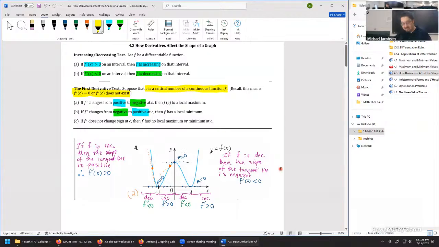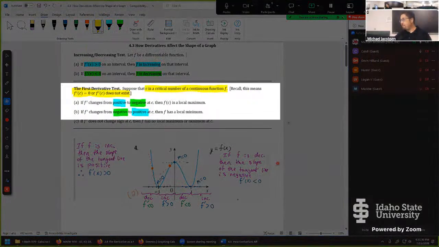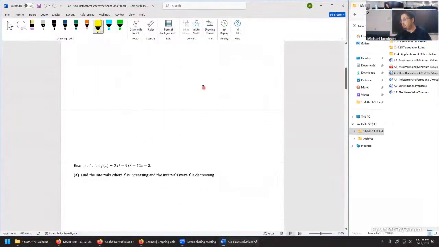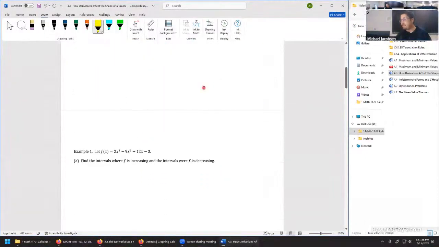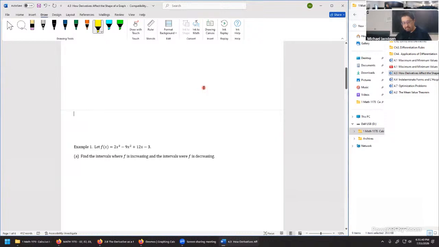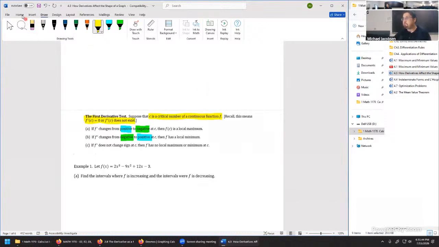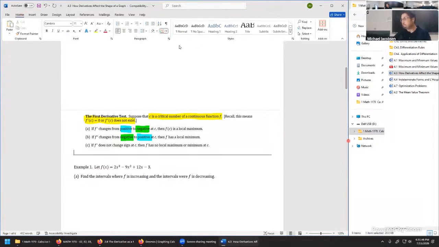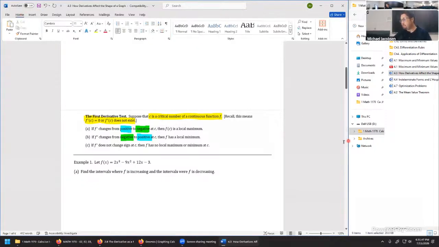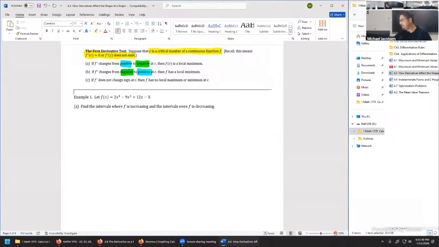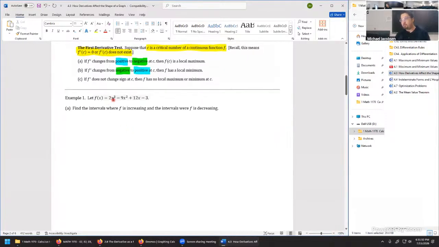So with all that in mind, let me take a screen grab of this test here. We'll put all that into practice for this particular function, f of x. Okay, so here's our function. It's a degree 3 polynomial.